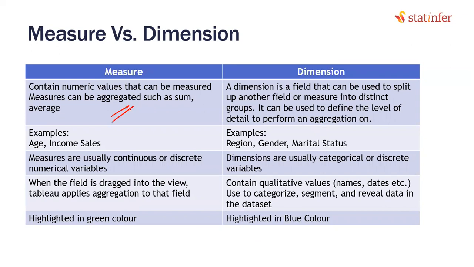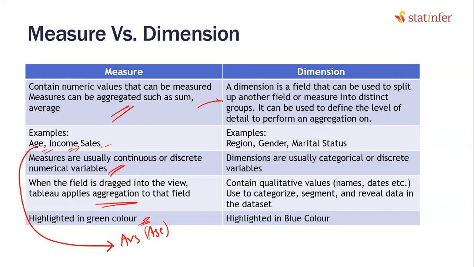You can find their average, minimum, maximum: age, income, sales. These are all measures. Measures are usually continuous or discrete numerical values. When the field is dragged into the view, Tableau automatically applies aggregation. When you drag age into the view, either average age or minimum age or maximum age or count, automatically aggregation will happen. Income: average income or minimum or maximum income, or summation of income or summation of sales, that will happen. They are generally highlighted in green color.